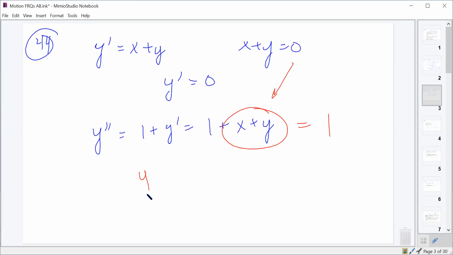And if the second derivative is positive at a critical value where y prime equals 0, it tells us that that should be a minimum. Does that make sense?